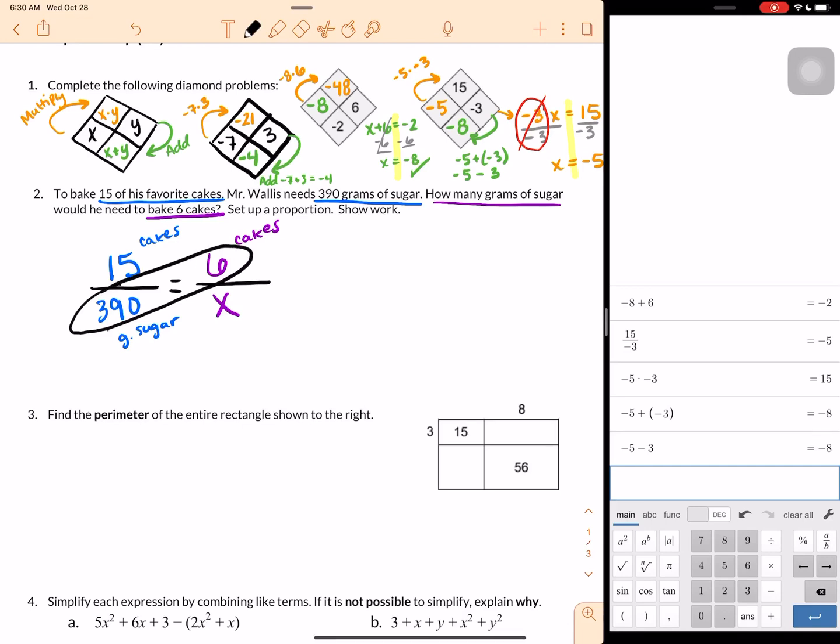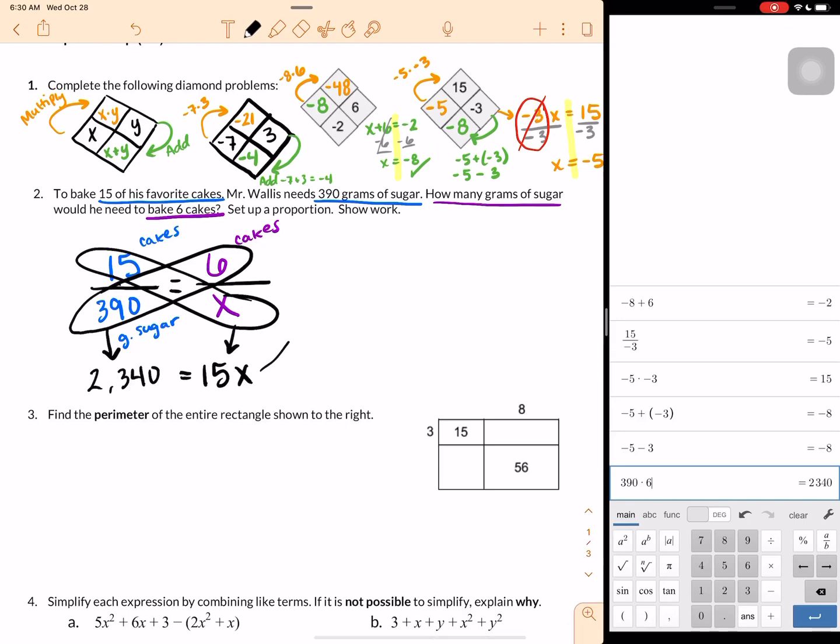So we have 390 times 6, if you use your calculator, is 2,340, which is equal to 15 times x, or 15x. So I'm just going to rewrite that over here. 2,340 equals 15x. We're just solving. It's a one-step equation.